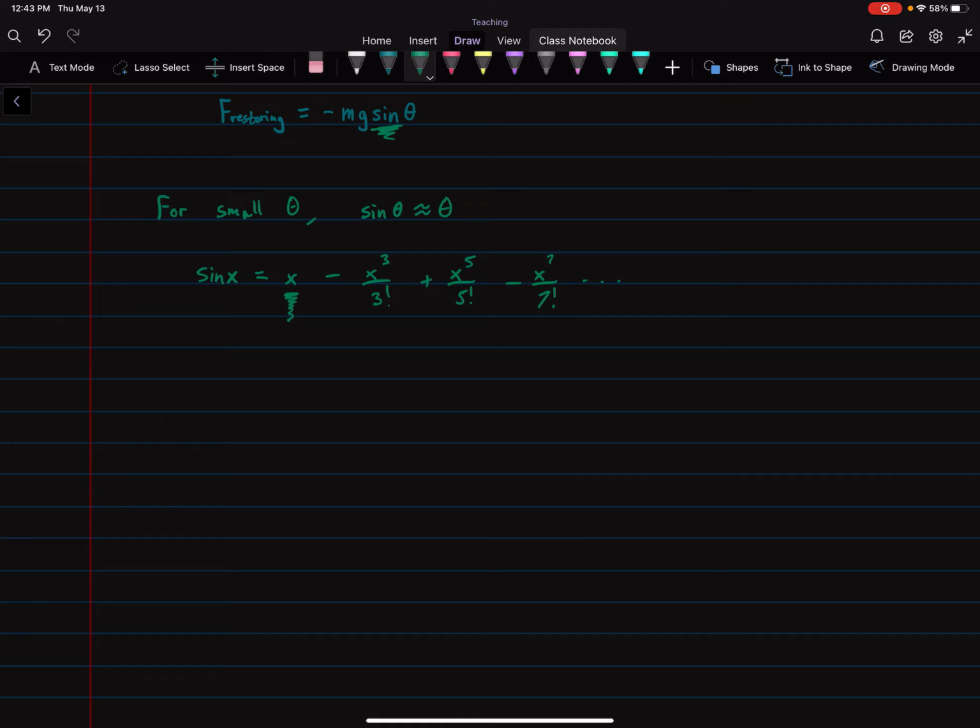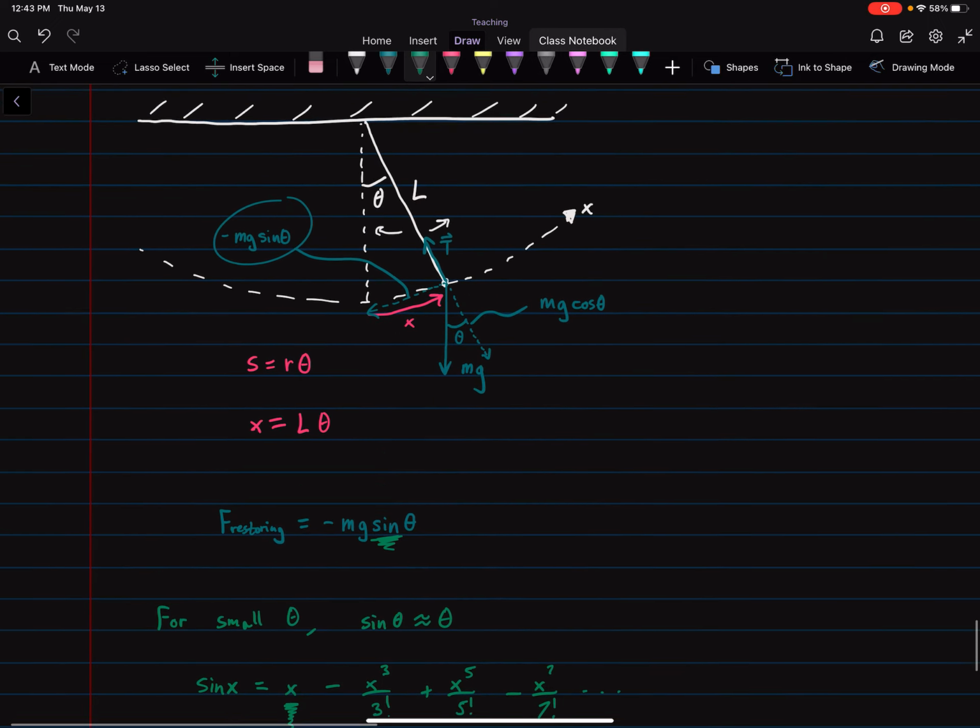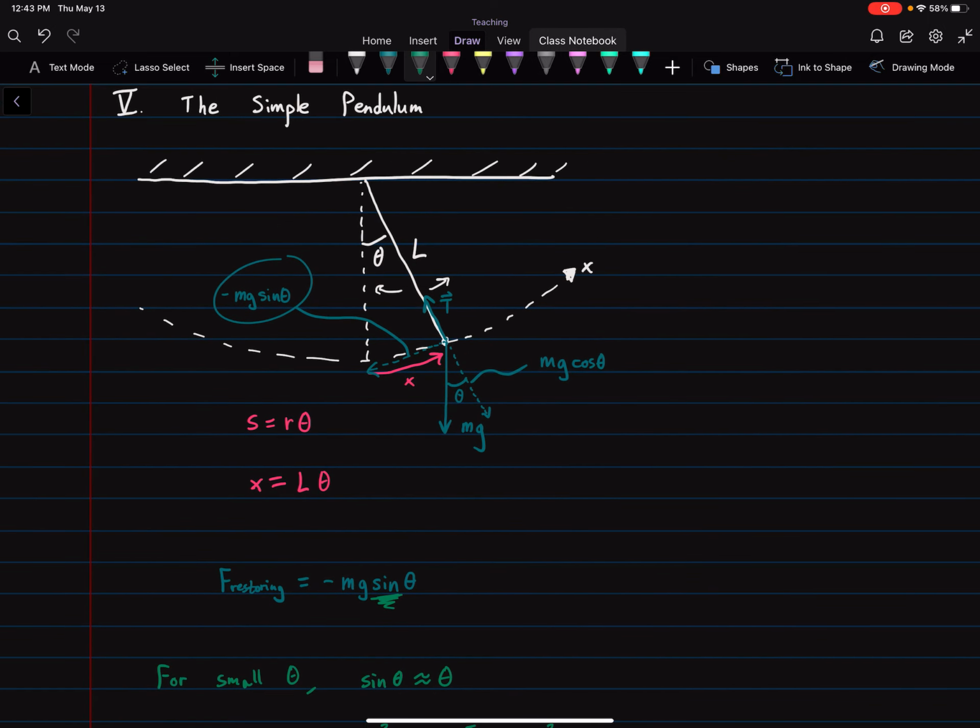So if you're willing to sacrifice a tiny bit of accuracy, then for very small x, you can approximate sine x to x. So this means for our pendulum that if we aren't making it swing very far, if we're not pulling it all the way back, then we can still stay pretty accurate by approximating the restoring force to be proportional to theta instead of sine theta.